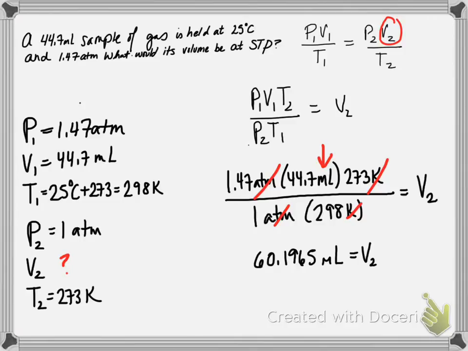So, how many sig figs do we get? Well, remember, we have to look back to our givens. Conversion factors are not held against us. If we look here, that 25 is going to be our limiting factor. So our final answer with sig figs can be expressed one of two ways: as either 60. milliliters equals V2, or 6.0 times 10 to the first milliliters.